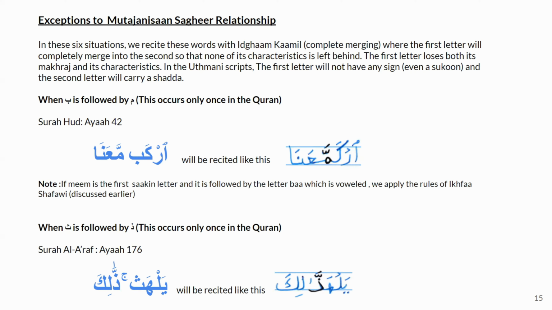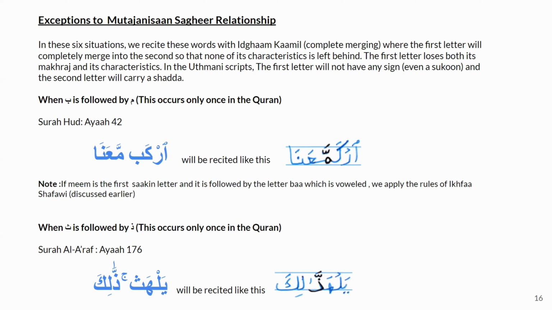So when a sakin letter ba is followed by mutaharrik letter meem, and this only occurs once in the Quran in Surah Hud, ayah number 42, we will completely merge letter ba into the following letter, which is meem. This idgham will be idgham kamil. Instead of reciting letter ba and saying it like this, irkab ma'ana, we'll go straight away to letter meem, and we will give a most complete ghunna here, which of course is coming from letter meem. And this is how we will recite it.